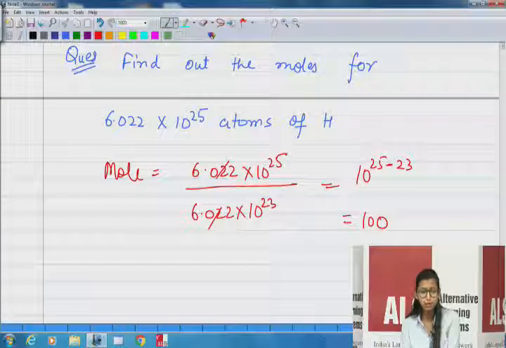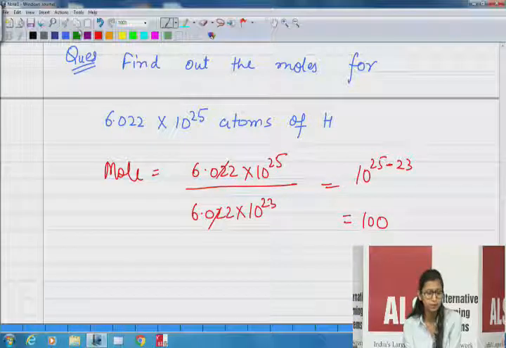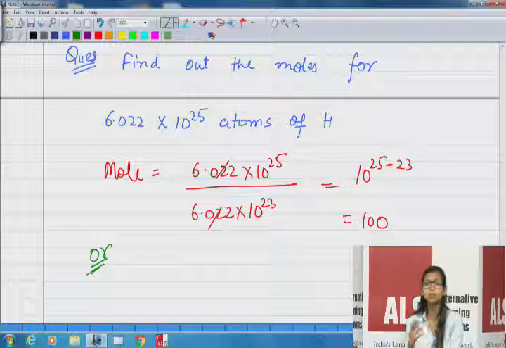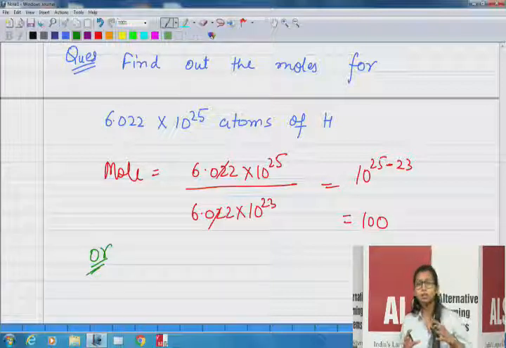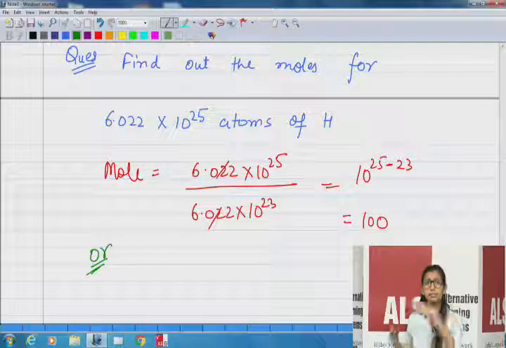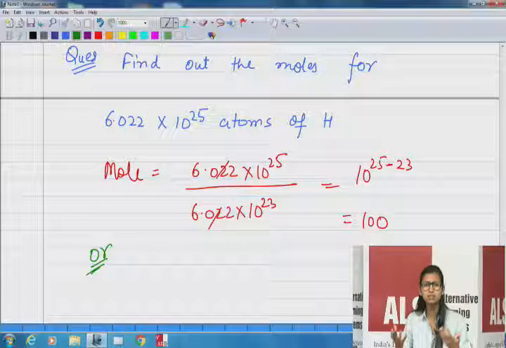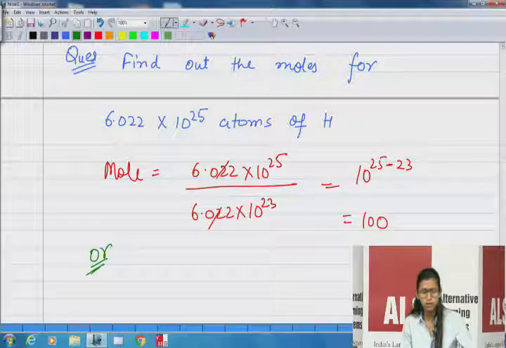Now many times students do not go for this formula. Then what do you have to do? Look at the screen, everyone. A simple unitary method you people have studied in your 9th class. That 5 people are able to do this work in 10 days, then 2 people can do this work in how many days? These types of questions in maths we used to do, na? So similar kind of thing.